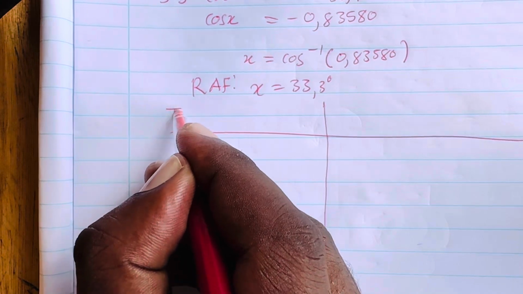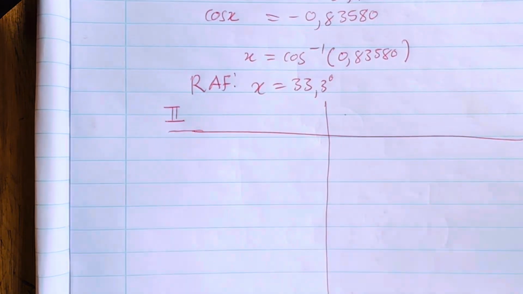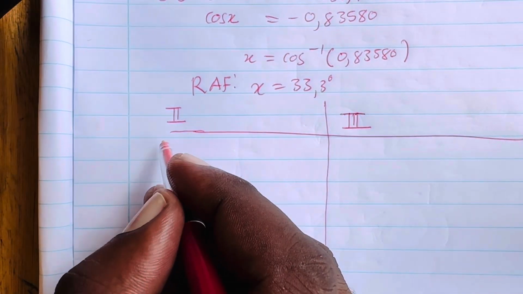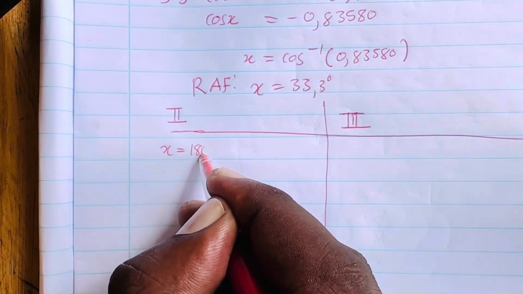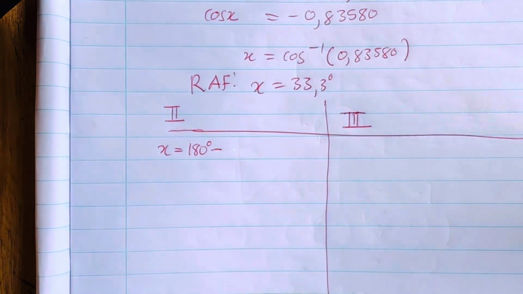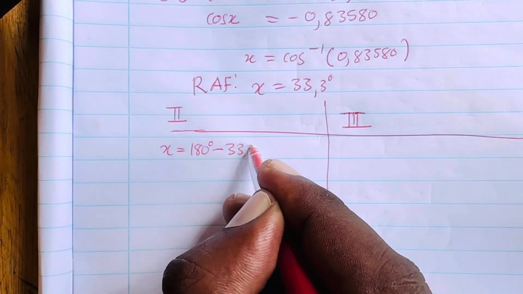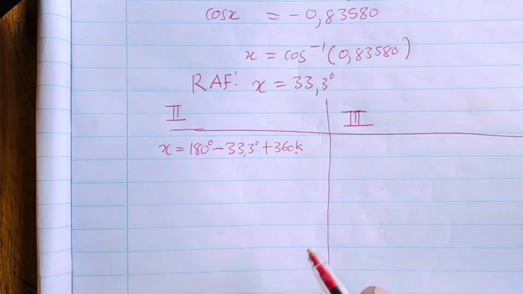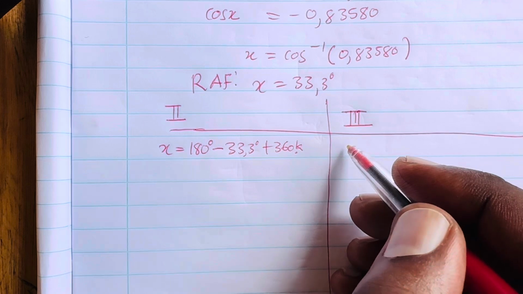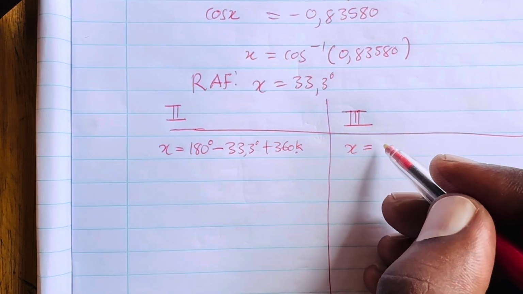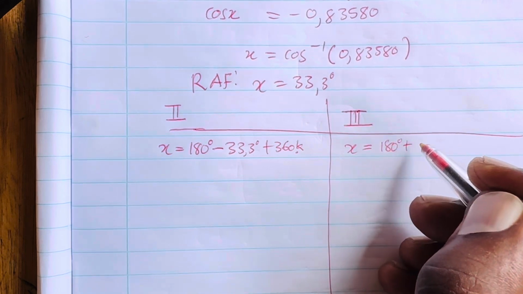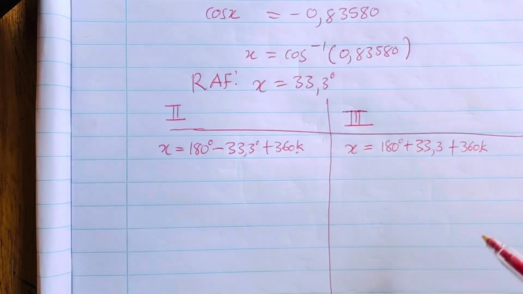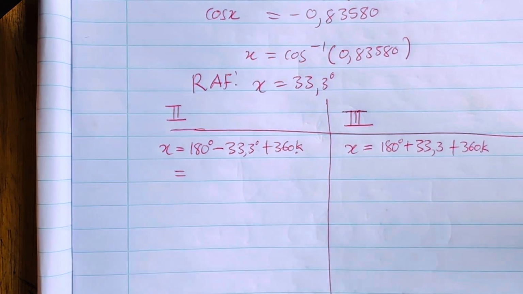Cos is negative in the second quadrant and the third quadrant. So in the second quadrant, we are going to have x is equal to 180 minus 33,3 degrees plus 360k. And in the third quadrant, x is equal to 180 degrees plus 33,3 plus 360k.